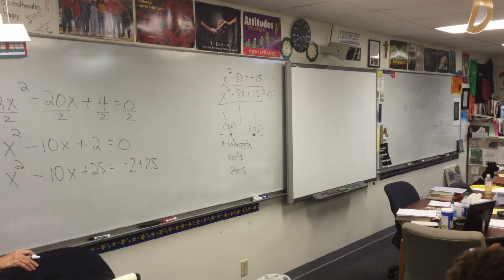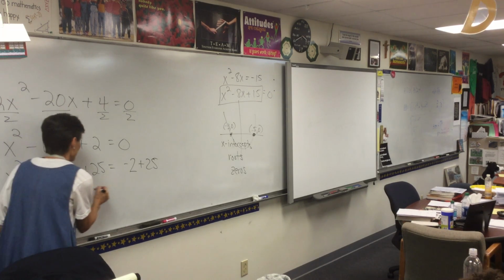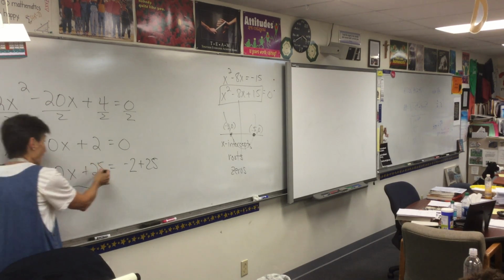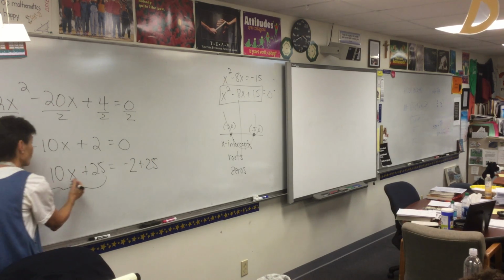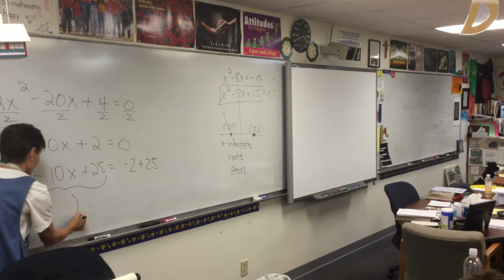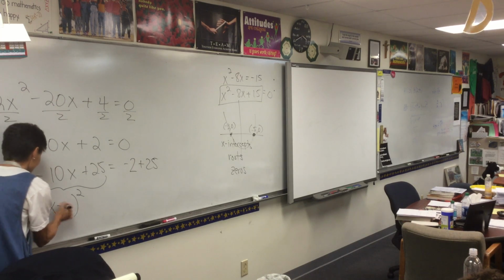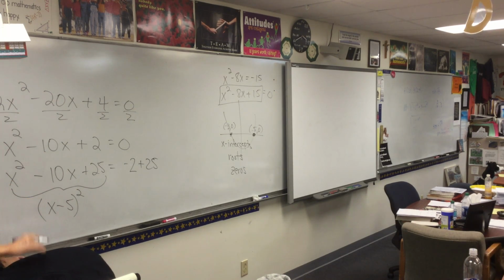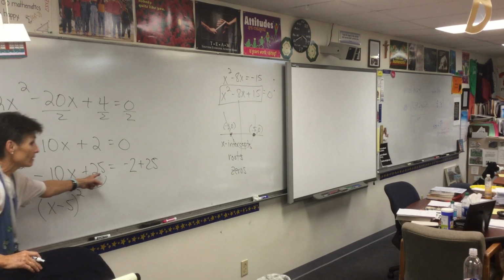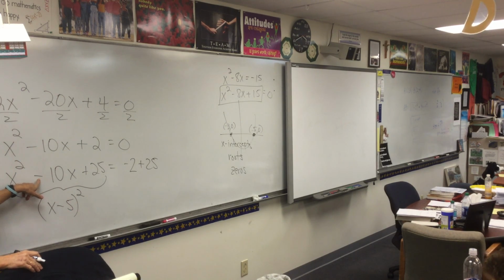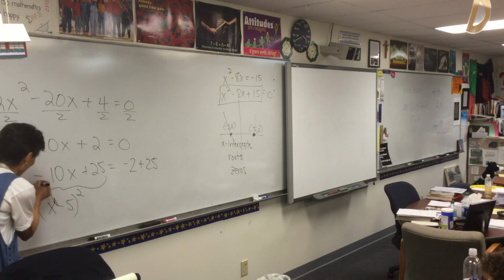Now, Zion, the next step is we rewrite this. Once we've taken half of 10, squared it, and added that 25 to both sides, we rewrite this as something squared. Do you remember what goes in here? Yes! Beautifully done, Zion. It's x. 5 comes from the square root of 25, and that's a minus because that's a minus. This sign right here will always match.